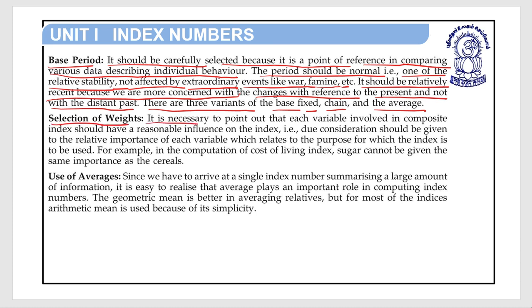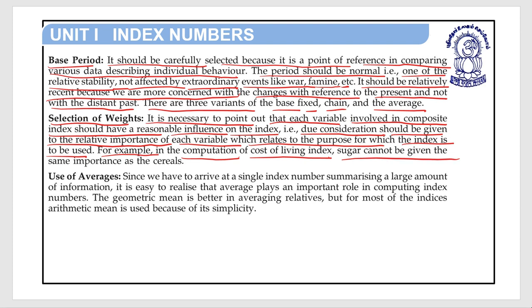Selection of weights. It is necessary to point out that each variable involved in a composite index should have a reasonable influence on the index. Due consideration should be given to the relative importance of each variable which relates to the purpose for which the index is to be used. For example, in the computation of cost of living index, sugar cannot be given the same importance as the cereals.